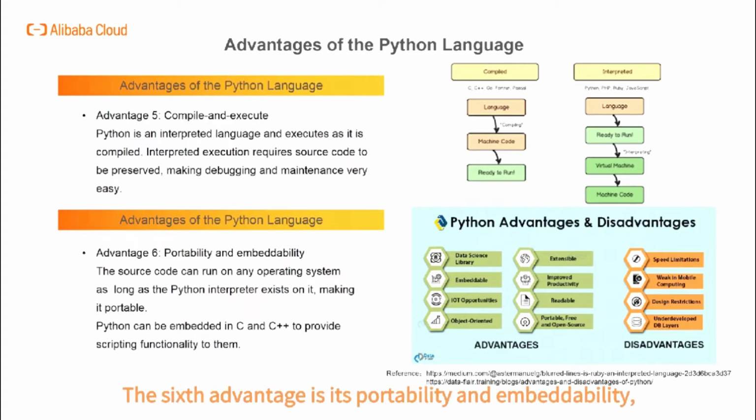The sixth advantage is its portability and embeddability. That is, as long as there is a Python interpreter in the operating environment, the source code can run on any operating system, so its portability is outstanding. Then Python can also be embedded into C and C++ to provide scripting functions. So such a cross-language embedding is also a great advantage.